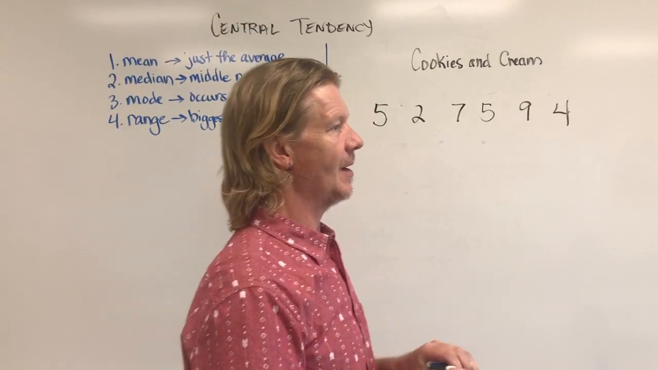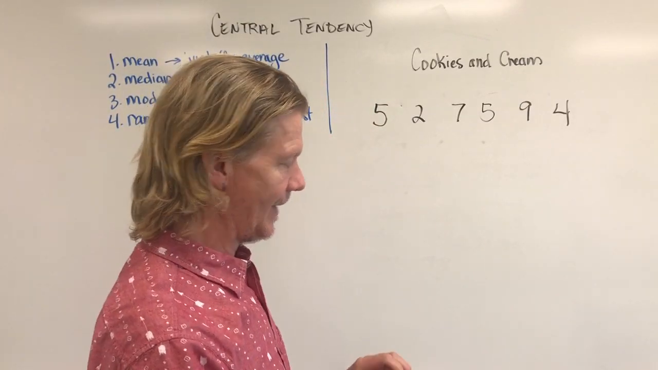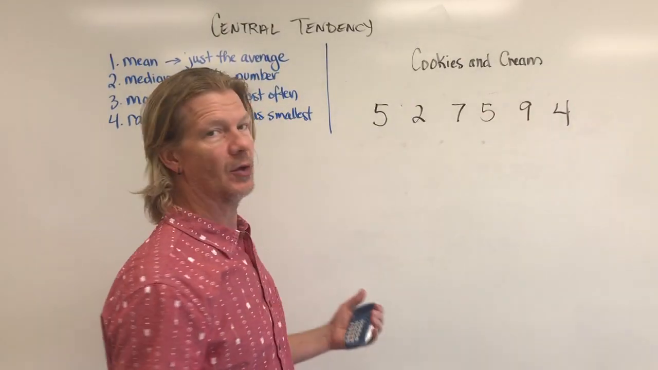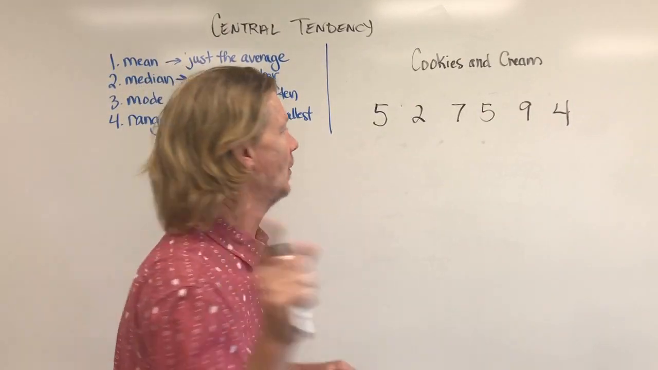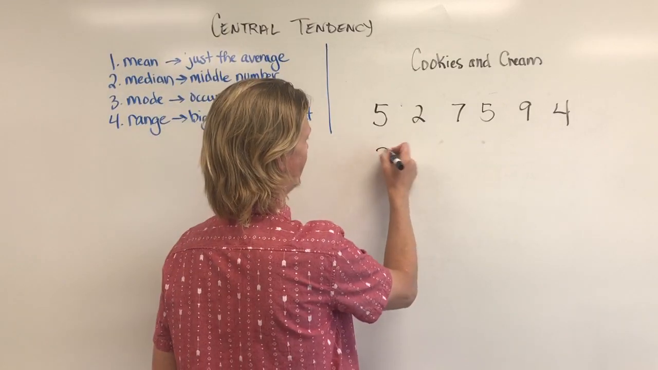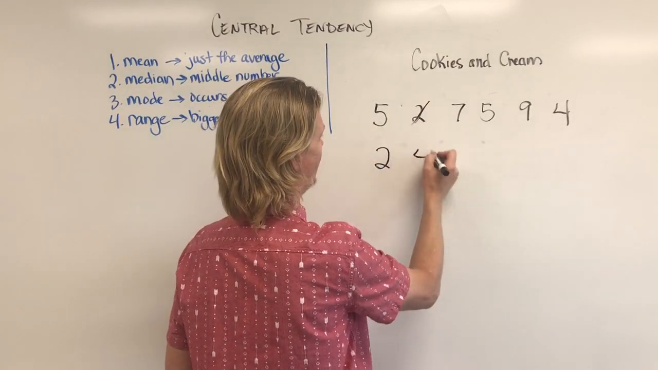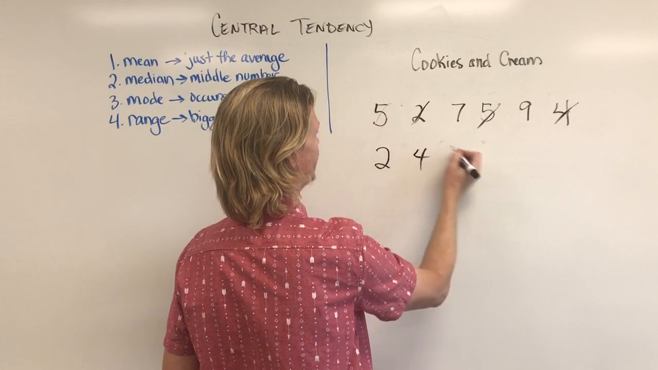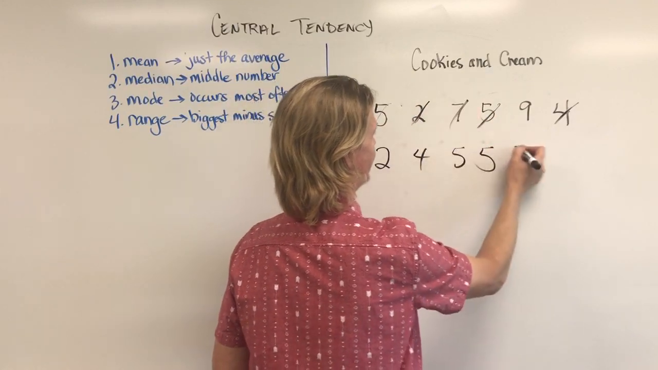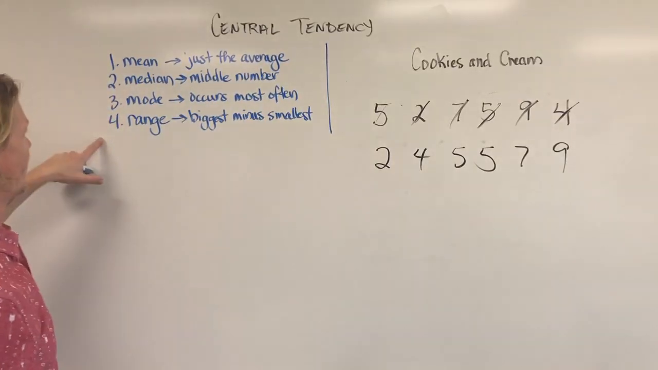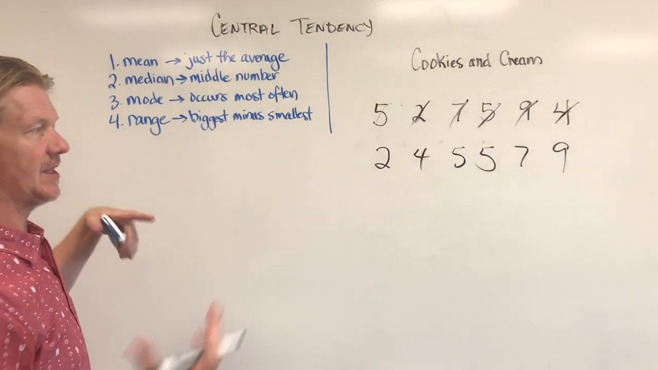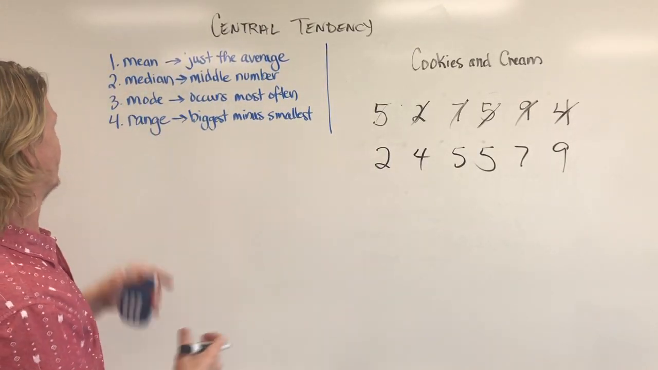So the first thing I'm going to do, and I'm going to do this with all my data, is put it in order from smallest to largest, because 3 of these 4 things it works better for. So my smallest one is a 2. So write it here, and then I have a 4, and then I have 2 5s, and then I have a 7, and then I have a 9. Now I'm going to state what each one of those are: the mean, the median, the mode, and the range.